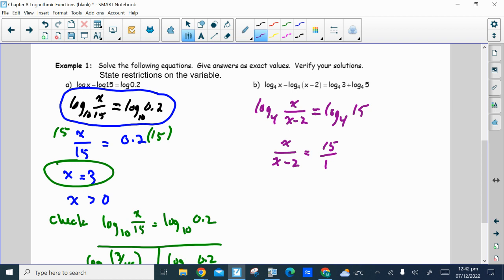So now to solve for x, we'll cross multiply. Subtract the x from both sides, we'll get 14x on the left, add 30 to both sides. And so x will equal 30 on 14, or 15 over 7. So there's the answer that we've gotten.